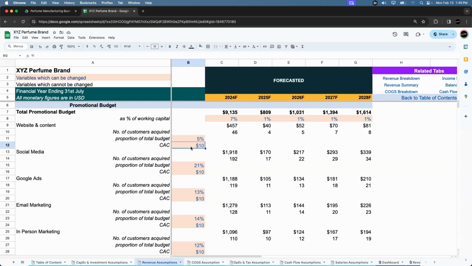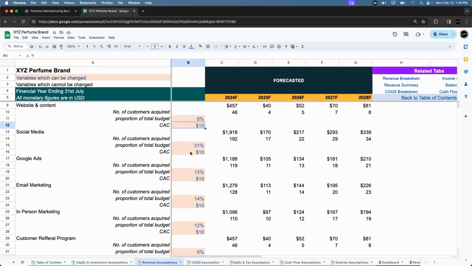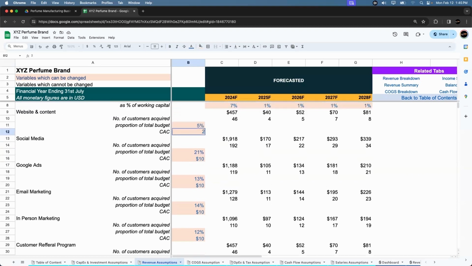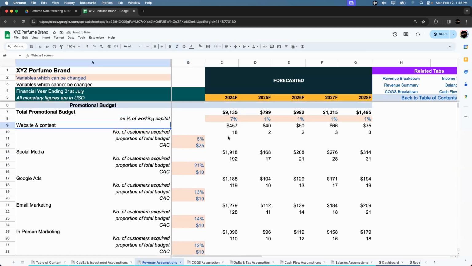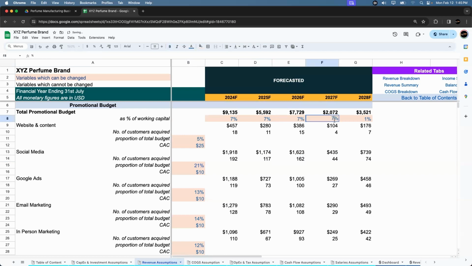So this is a bit unrealistic, $10 of acquisition cost. So let's make it like 25 from website and content. Website and content usually has lower customer acquisition costs. It pays off very well usually, depending on our experience. So that's why we have put this as 25. Let's make all of this 7%.